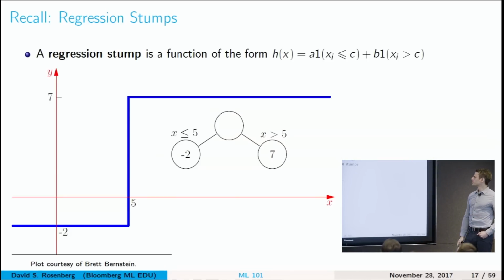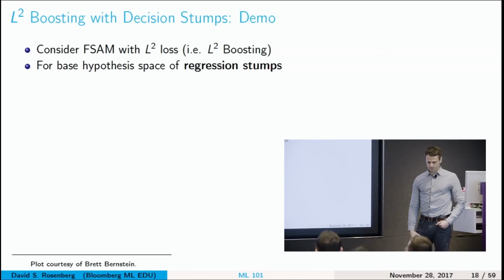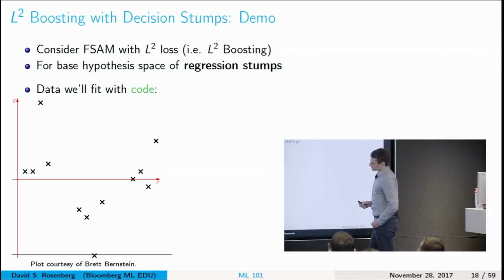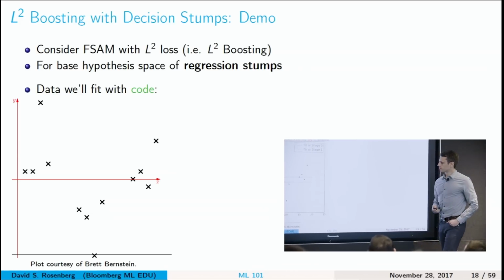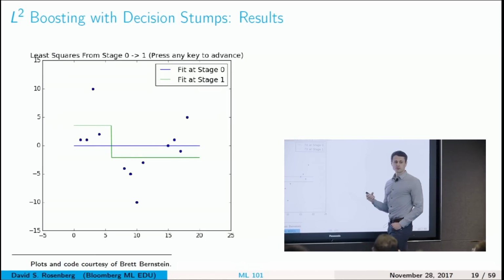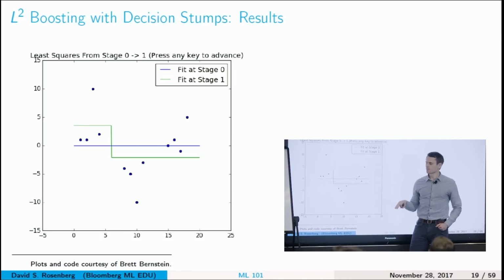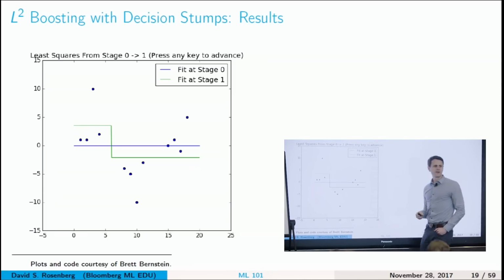So let's consider forward stage-wise additive modeling with an L2 loss over the base hypothesis space of regression stumps on some data, see what happens. So here's some data, and let's run this for a few rounds. So the first round, we start with constant prediction function at 0, right? The first round, we fit a stump, and we get that.